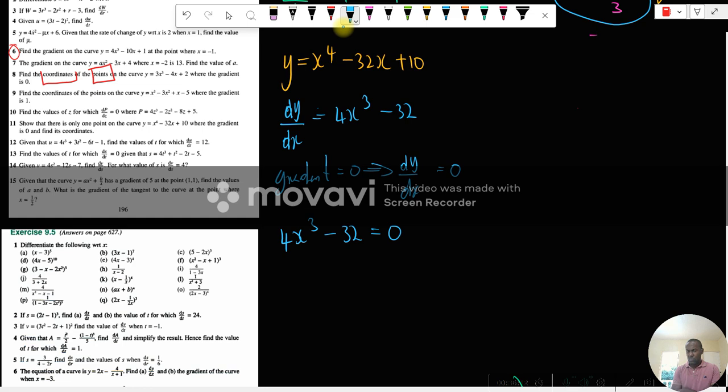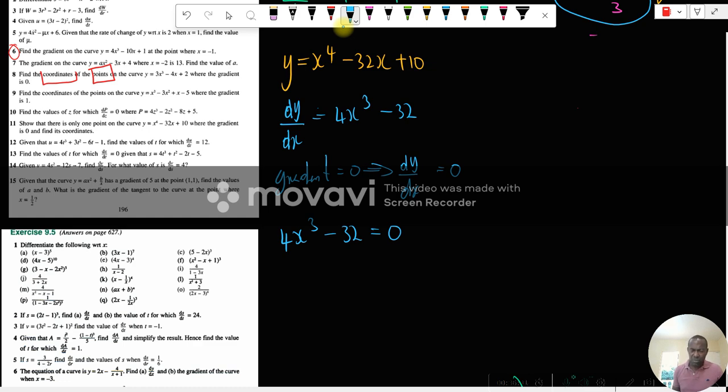Nobody should be struggling with this type of question. This is a regular second form math question. So 4x cubed minus 32 equal to 0. Here we can divide through to simplify it. That is not going to affect the equation.